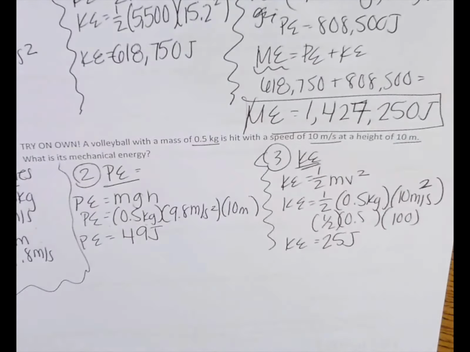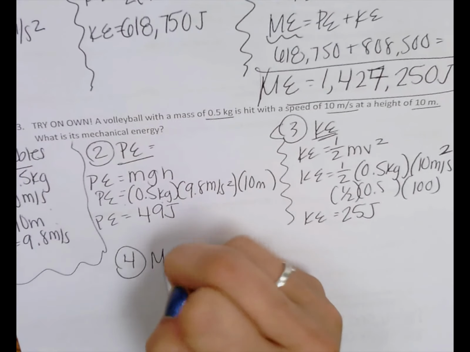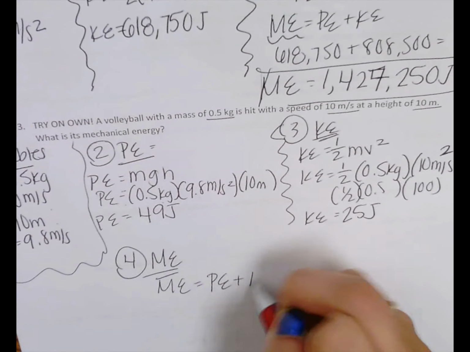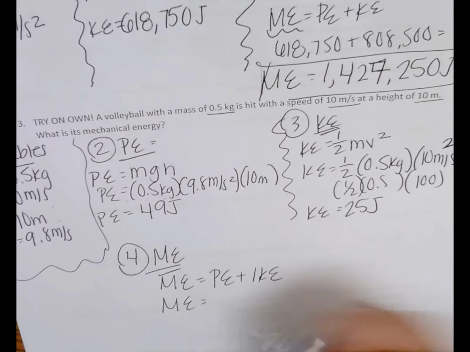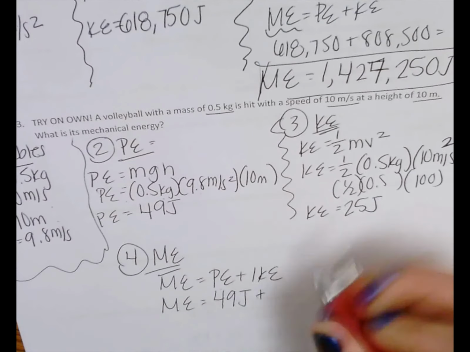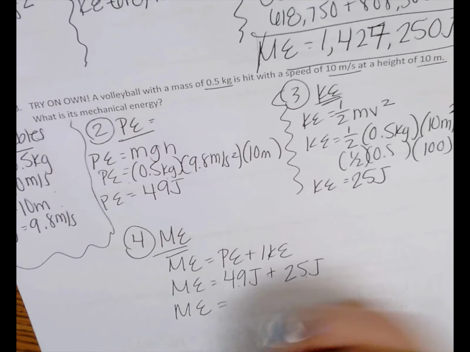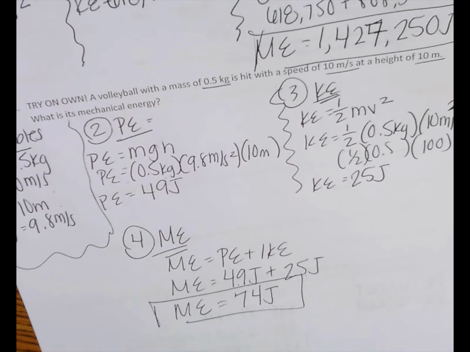Last but not least, since we have potential and kinetic energy, we can now solve for mechanical energy. And as a reminder, mechanical energy is equal to potential energy plus kinetic energy. So all we have to do is mechanical energy is equal to potential energy, which is 49 joules, plus kinetic energy, which is 25 joules. Our final answer will be mechanical energy equals 49 plus 25 gives you 74 joules. They're long problems, but they're totally feasible to do, okay?